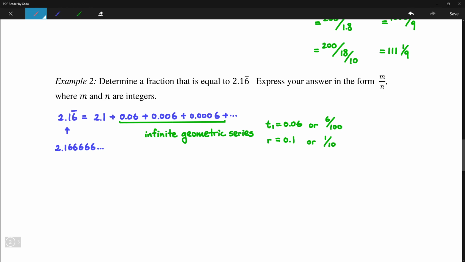Okay. So the next step, we're going to apply the formula. So we have S is equal to T1 over 1 minus r. T1 is 6 over 100, and this will be divided by 1 minus 1 over 10. Okay, so if we did some subtraction here, 1 minus 1 over 10, of course, is 9 over 10. And then we can rewrite this division as a multiplication. So this will be multiplied by 10 over 9.